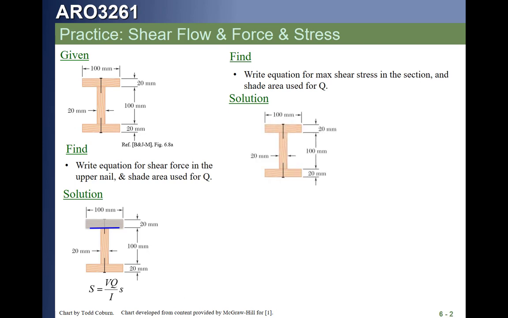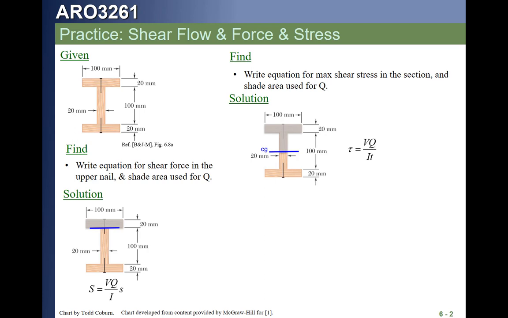So we're going to redraw our piece. We're going to draw the line through the centroid. We're going to need the Q of everything above that. The easiest way to do that is to take the Q of that area, which we already have from the last problem, and the Q of that other area. So we're going to have 0.1 times 0.02 times 0.05 plus 0.005 times 0.02 times 0.025 to the middle of this. That's our total Q for the section.